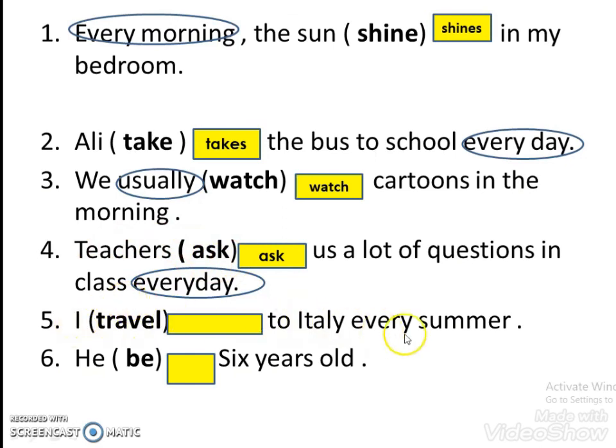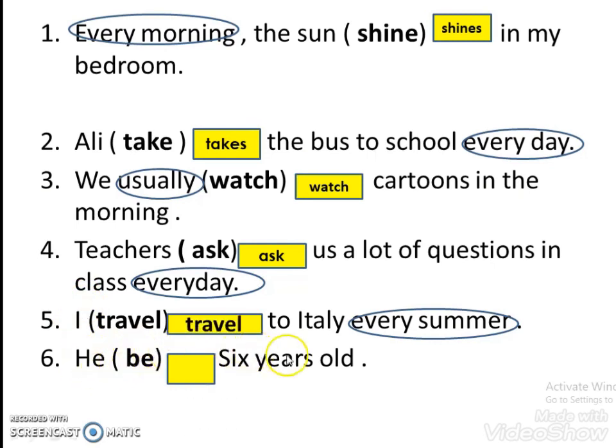I travel to Italy every summer. Where is the time expression? Every summer. Every summer is the time expression. So what should I do for travel? Now let's look at the pronoun. We have the pronoun I. So for this I keep it the same, travel.